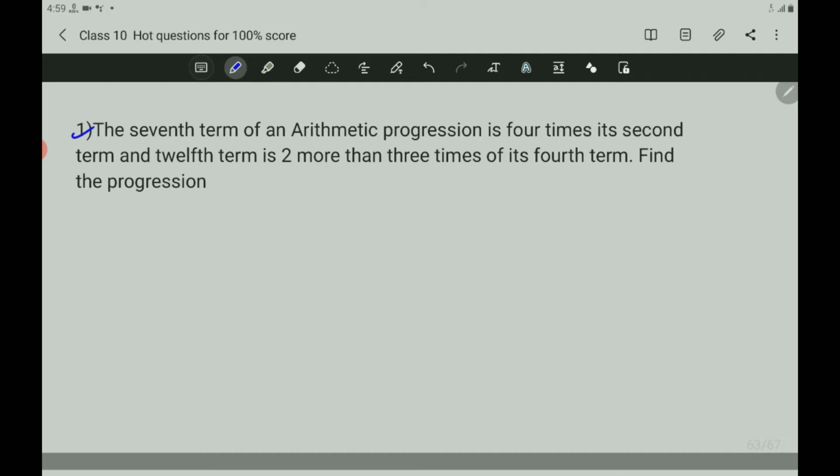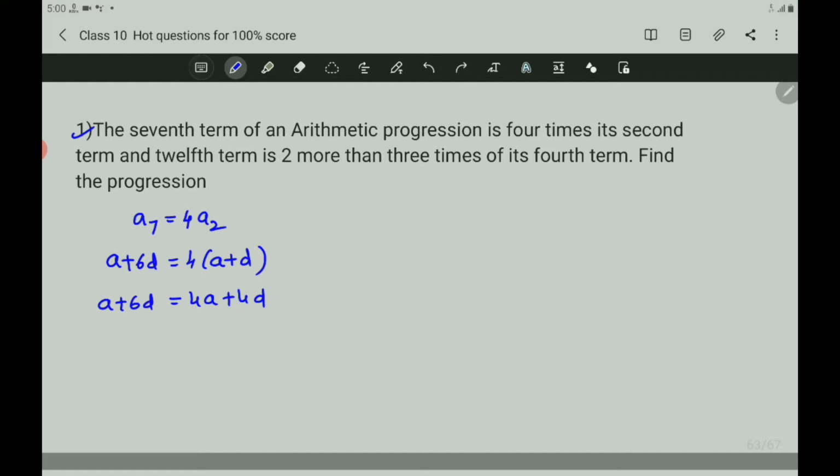What is given? Seventh term, A7, equals 4 times its second term, 4 times A2. So A7 you can write as A plus 6D equals 4 into A2, which is A plus D. Then it becomes A plus 6D equals 4A plus 4D. 4 into A is 4A, 4 into D is 4D.